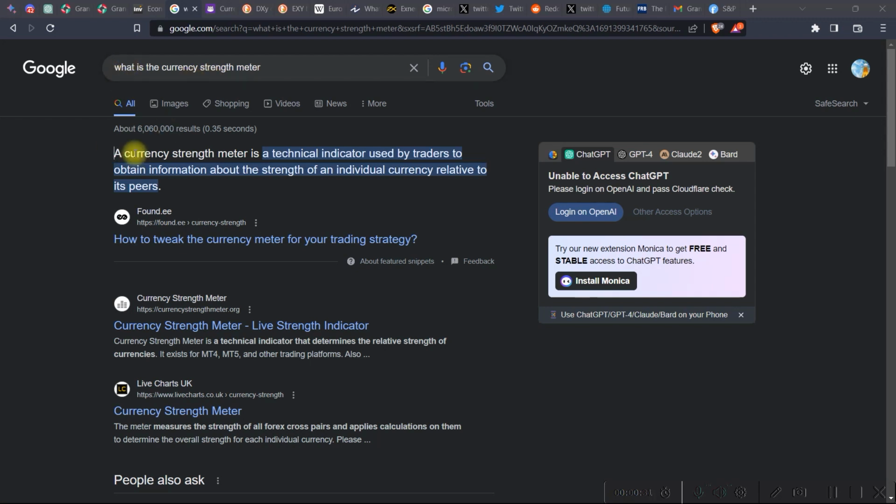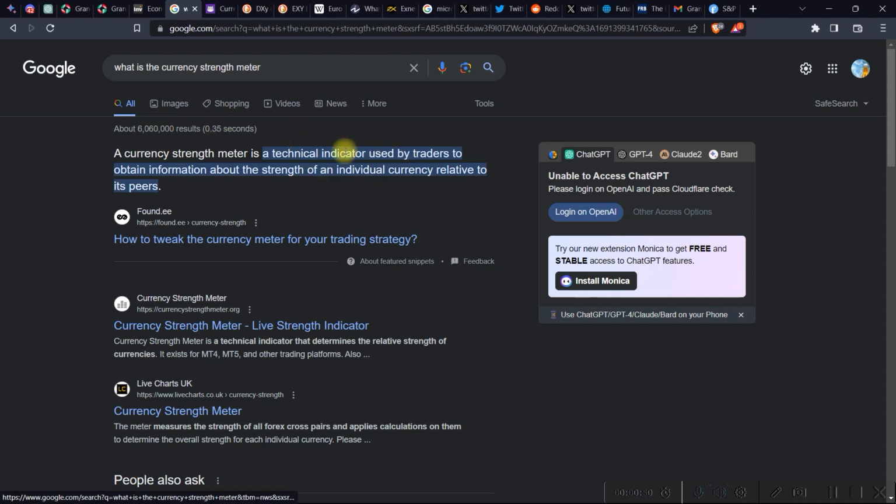The definition: a currency strength meter is a technical indicator used by traders to obtain information about the strength of an individual currency relative to its peers. So the currency strength meter just shows the strength of the currency. I can't say this definition is the best because it's not an indicator, it's a tool, it's the thing itself. For example, the dollar index is the index that shows the strength of the dollar.